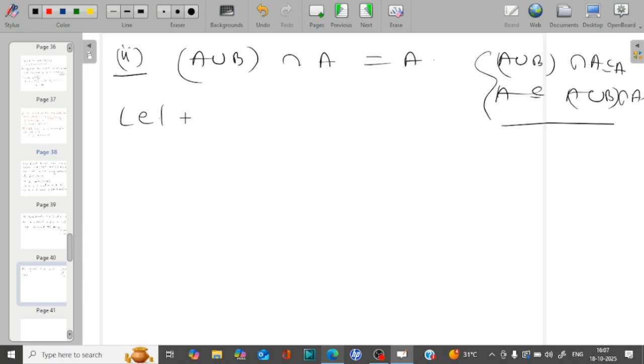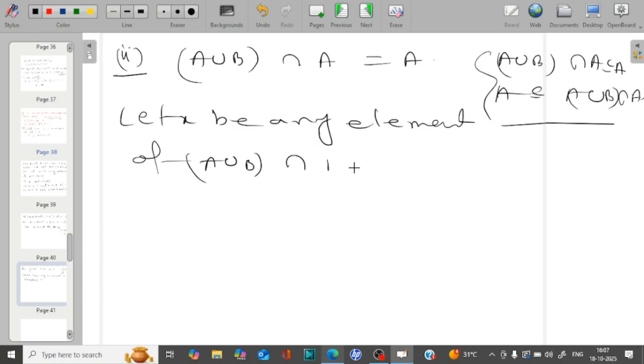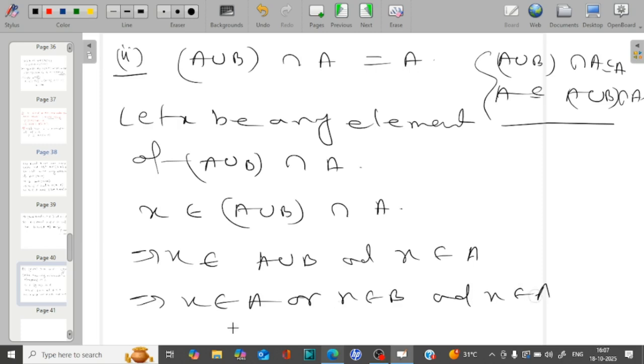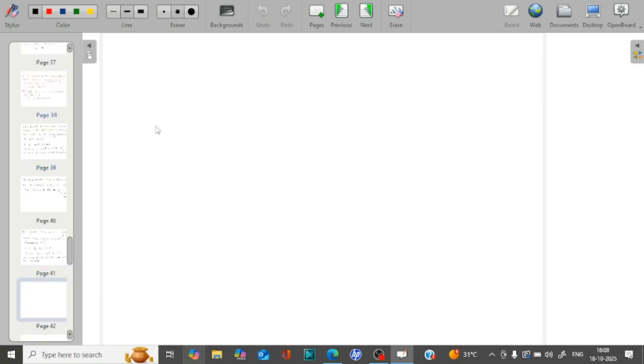Okay, let X be any element of (A union B) intersection A. Okay, so X belongs to (A union B) intersection A. That implies X belongs to A union B and X belongs to A. That implies X belongs to A or X belongs to B, and X belongs to A. Okay, that implies X belongs to A. Okay, so (A union B) intersection A is a subset of A.